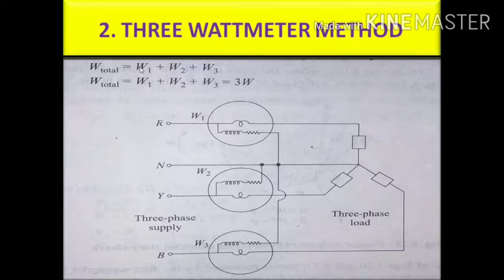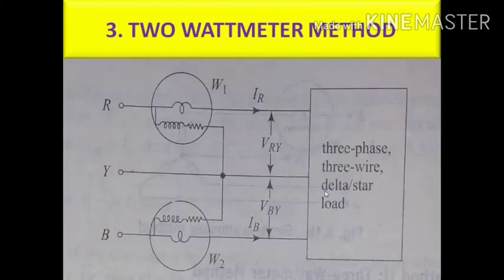So in this case we are using 3 wattmeters. Let W1 be the reading of the first wattmeter, W2 the reading of the second wattmeter, and W3 the reading of the third wattmeter. Then the total power consumed by this 3-phase load is equal to W1 plus W2 plus W3, that is equal to 3 times W, and it is for a balanced 3-phase loading condition. Then the third method, that is the 2 wattmeter method.